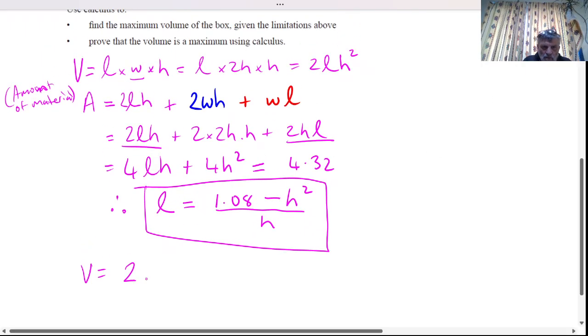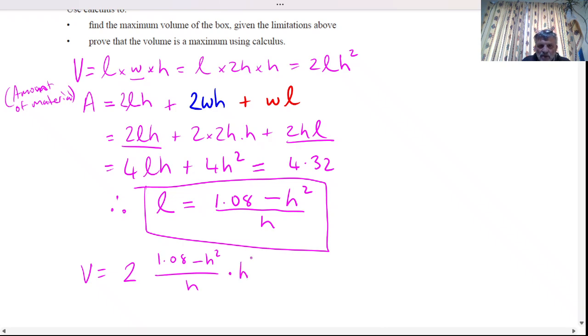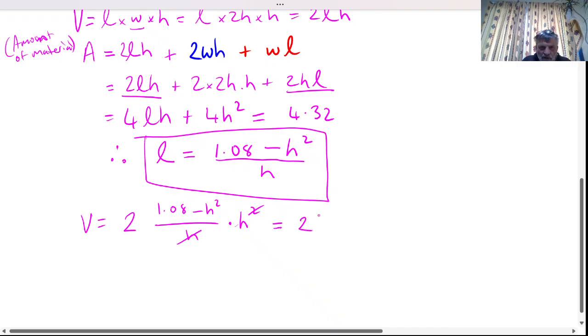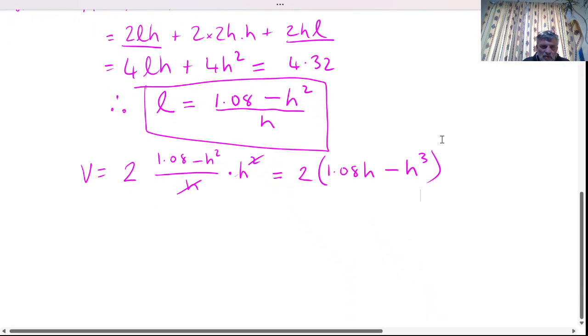So now our volume, which is 2 times L, which is 1.08 minus h squared over h, times h squared. We can cancel the h with one of the h's in h squared and just get left with h. We can multiply this out. I'll leave the 2 out the front, so it's h times this, 1.08h minus h cubed. Often we'd factorize, but when we're going to differentiate, it's easier to differentiate term by term if it's multiplied out. So now we differentiate to try and find a maximum.